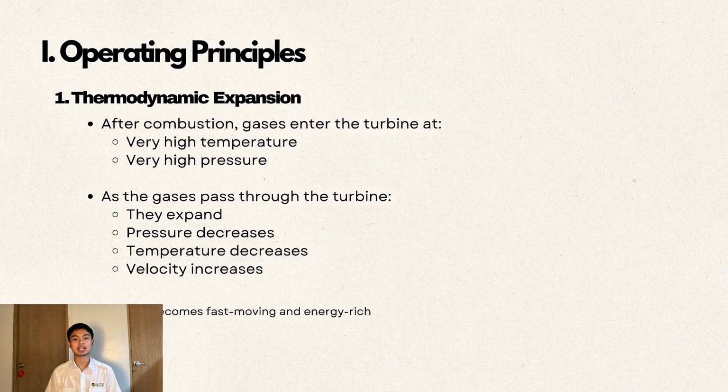First, thermodynamic expansion. After combustion, the gas enters the turbine at very high temperature and very high pressure. As the gas flows through the turbine, it expands. Habang nag-expand siya, the pressure decreases, the temperature decreases, but the velocity increases. So ang result, the gas becomes fast-moving and energy-rich.